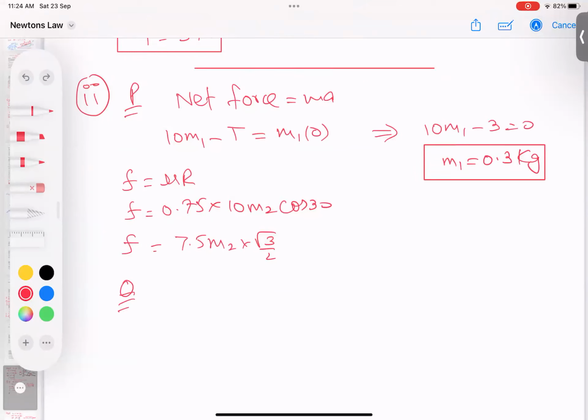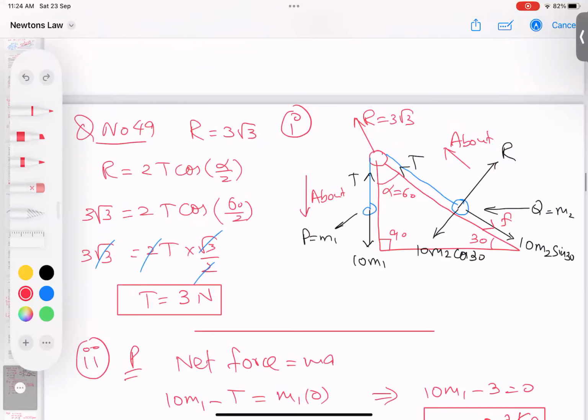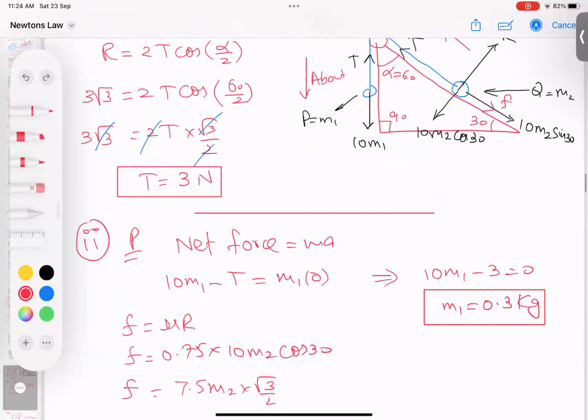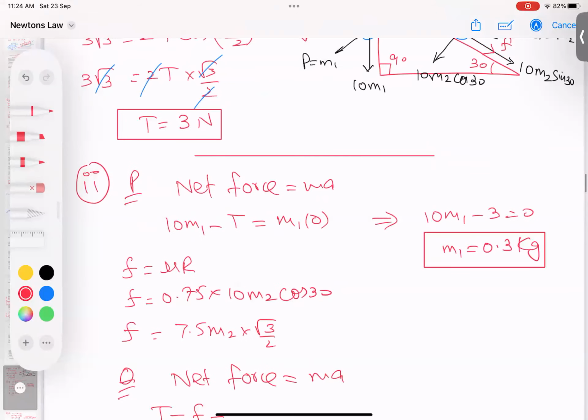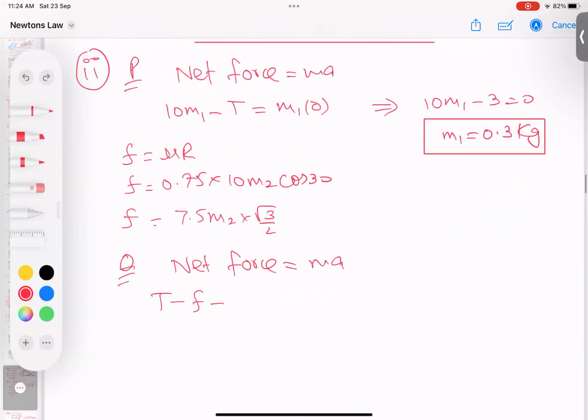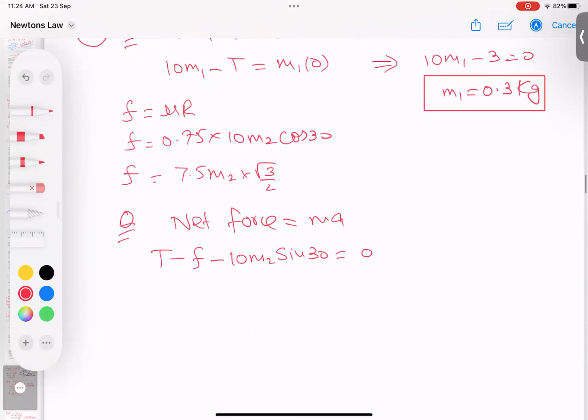For the Q particle, net force equals to ma. Basic formula we use, because it is about to move upward, students. So this force is bigger. So tension minus friction minus weight component equals 0. Let's start: tension minus friction minus weight component, which is 10 m2 sine 30, equals 0, because acceleration is 0. Now, tension is 3.